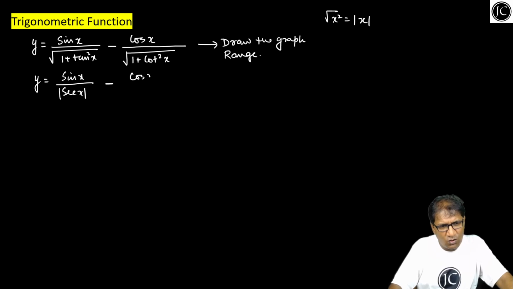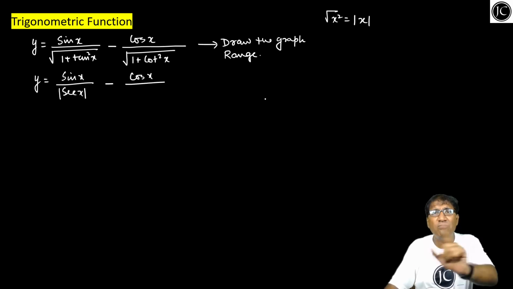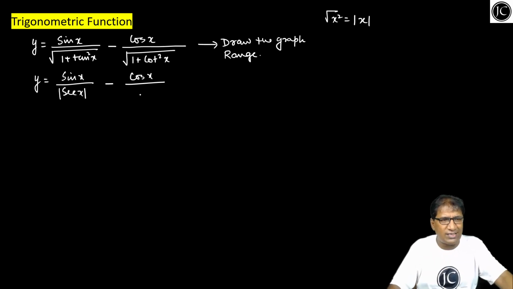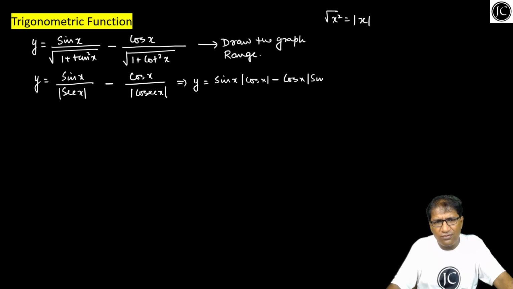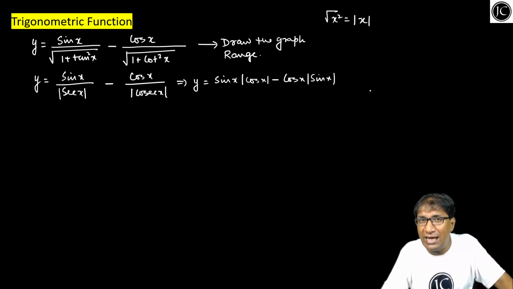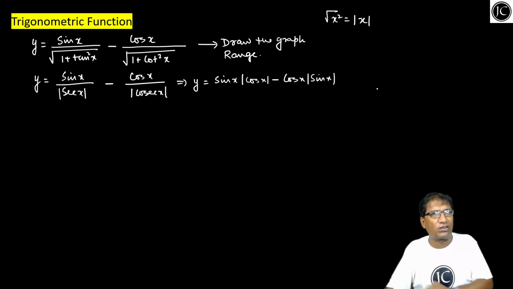Minus cos x divided by root over of 1 plus cot square x. Matlab kya hua? Root over of cosec square x. Cosec square x matlab mod of cosec x, right? So from here we can write y is nothing but sin x mod of cos x minus cos x mod of sin x. Now we have to draw the graph for this function.